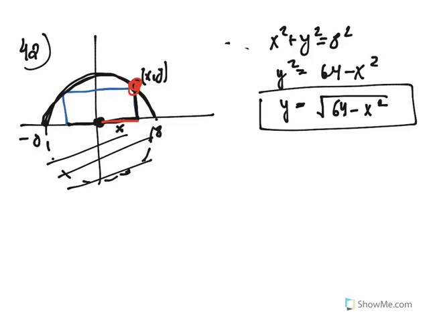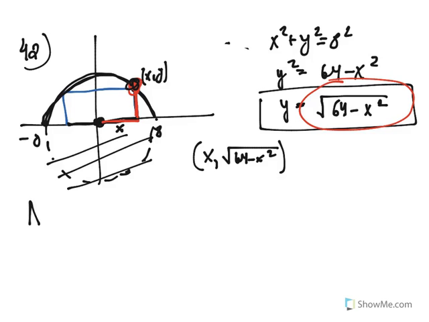Now, back to this point right here. If this distance is x, and this length is the y length, but what is your y? The y is this. So the point up here has coordinates x, comma, the square root of 64 minus x squared. So if you know what x is, you can always plug it into your y expression and get your y coordinate. Now, it says find the maximum possible area of the rectangle. So in order to find the area of the rectangle, we do length times width.